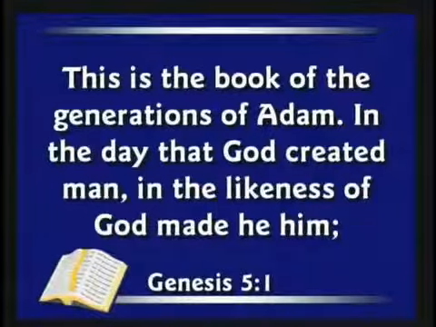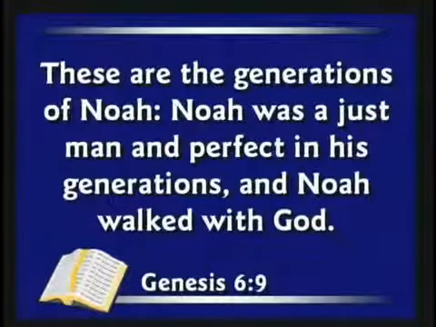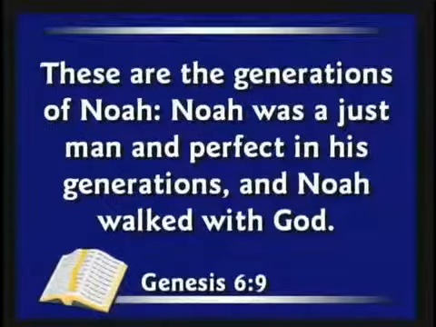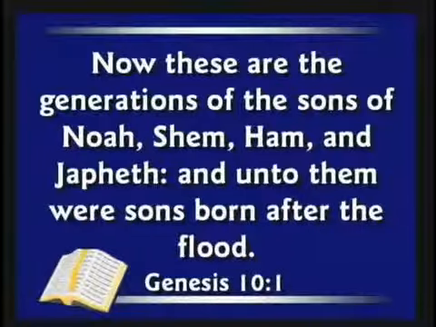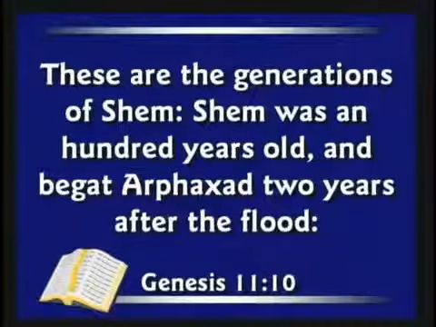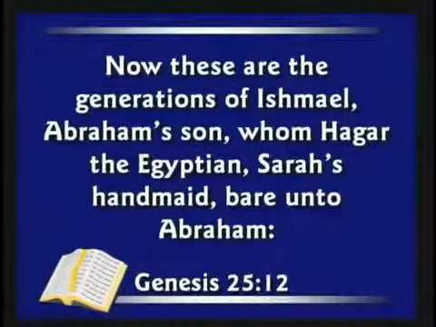Here's the phrase. These are the generations of. Genesis chapter 5. This is the book of the generations of Adam. This is Adam signing off. These are the generations of Noah. Genesis 6:9. This is Noah signing off. These are the generations of the sons of Noah. Apparently they wrote chapters 7, 8, and 9. Chapter 11, verse 10. These are the generations of Shem. After the three brothers got together and wrote some, Shem wrote some more. Terah, Abram's father, wrote some of the book of Genesis, apparently, up to chapter 11, verse 27. Up to 25:12 was written by Ishmael.